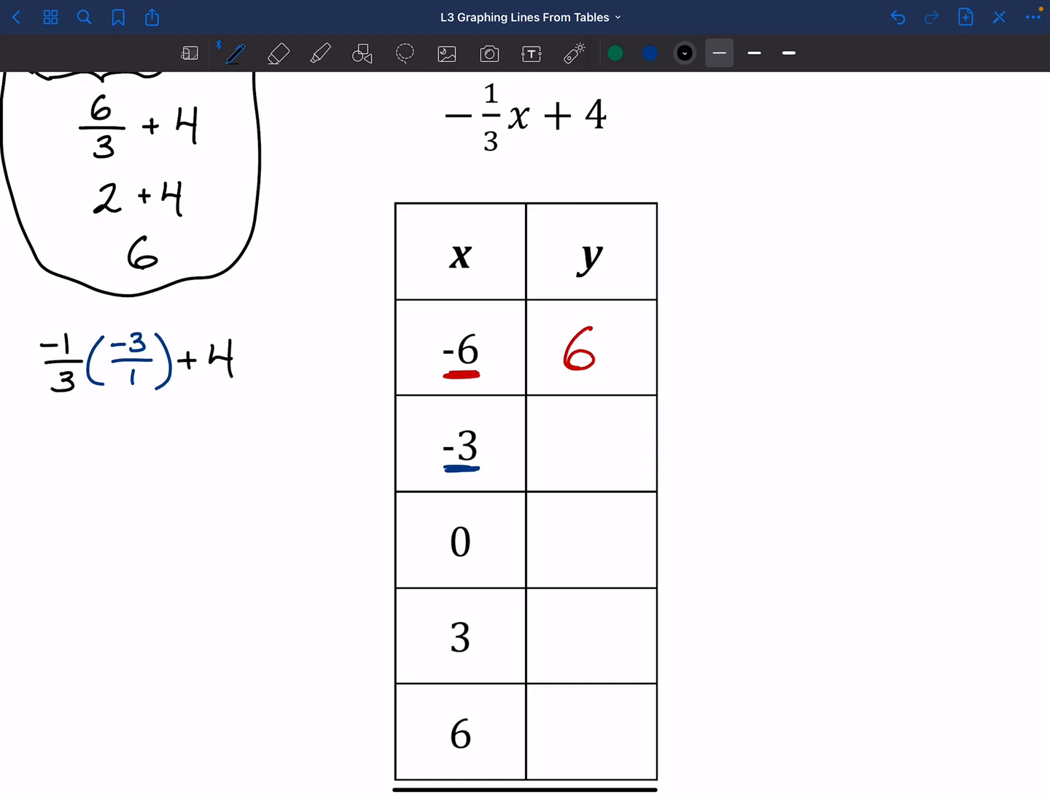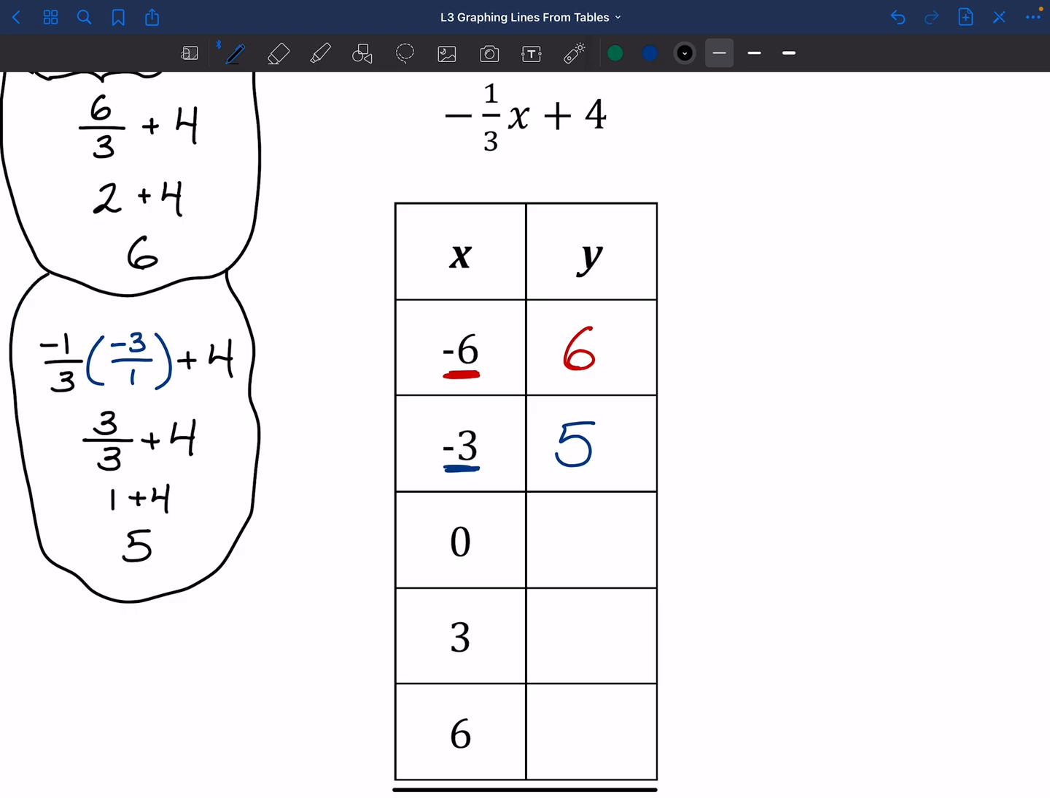And then when I do that multiplying, negative 1 times negative 3 on the top is positive 3. 3 times 1 on the bottom is also positive 3. And then 3 divided by 3 is just 1. So this turns into 1 plus 4, which is 5. All right. So again, I'm going to kind of section that off from the next part.